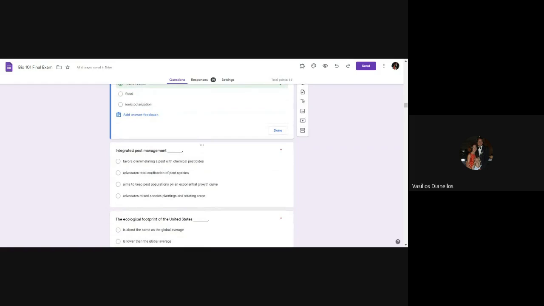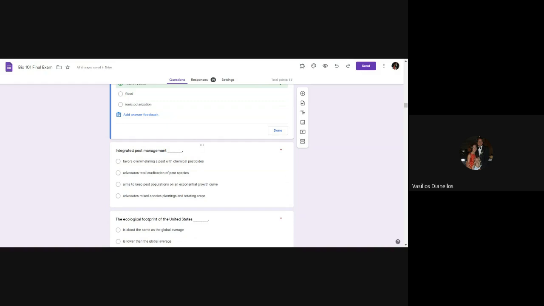Moving forward, integrated pest management. Blank. Favors overwhelming a pest with chemical pesticides. No, that is not true. Advocates total eradication of pests. No, that is not true, right? Because it actually advocates tolerating a low level. Anyway, next. Aims to keep population on an exponential growth curve. No, remember, because you might tolerate a few, but you don't want the population to explode, right? That's not good.